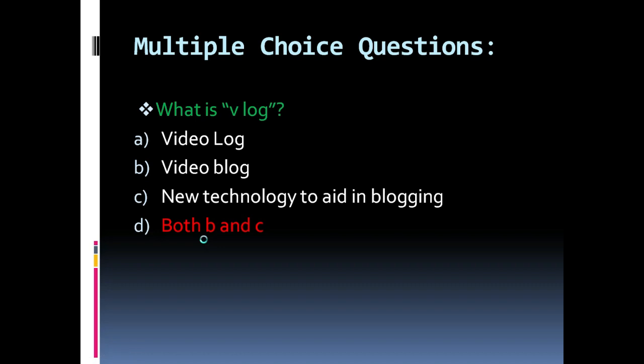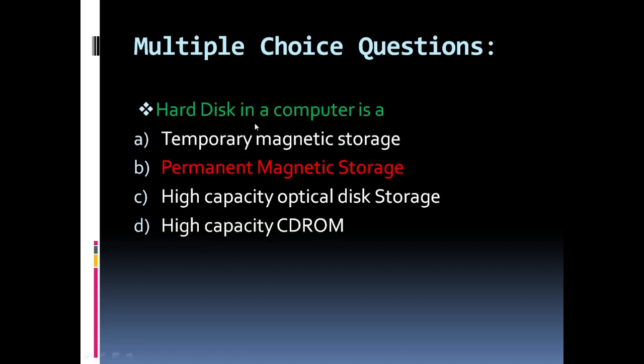Next MCQ. Hard disk in a computer is a: option A temporary magnetic storage device, option B permanent magnetic storage, option C high capacity optical disk storage, option D high capacity CD-ROM. Answer is permanent magnetic storage.